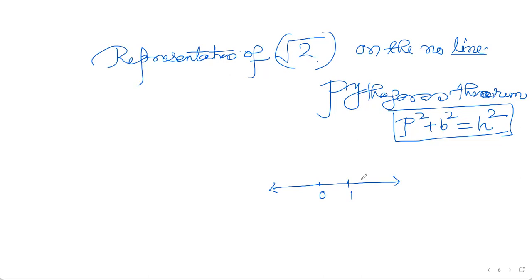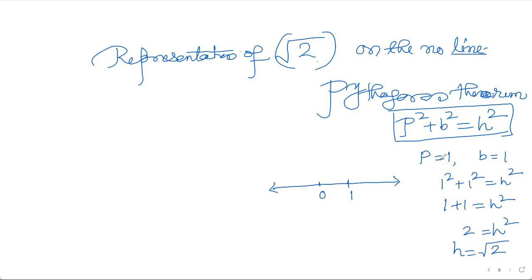and if you want to plot root 2, you have to pick perpendicular as 1 and base as 1. So if you write 1 square plus 1 square, it becomes hypotenuse square, and 1 plus 1 is h square. So h square is equal to 2, and h becomes root 2. So you have to take a scale where the perpendicular is one unit and the base is also one unit.